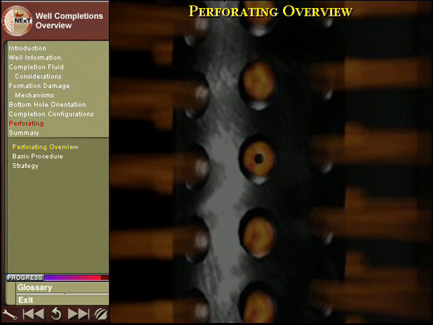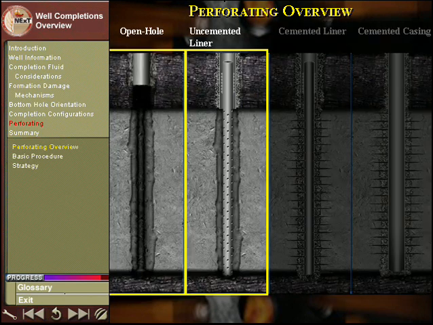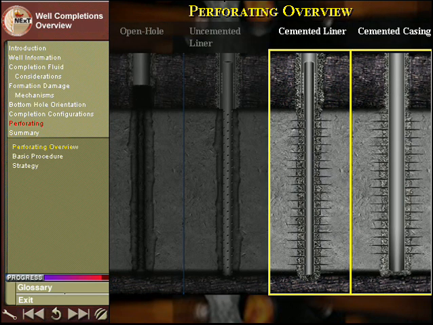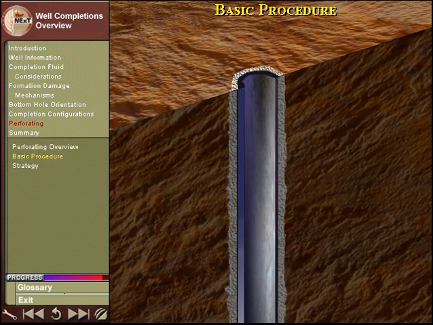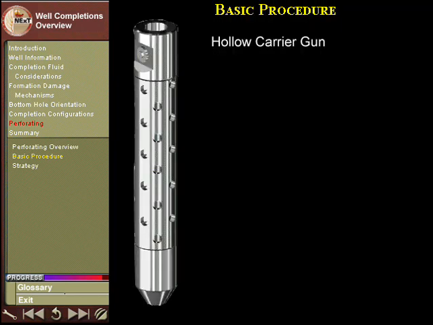We have just learned that there are several different completion types. With the exception of the cased and cemented, or cemented liner completion types, the borehole is in communication with the formation. Cemented casings and cemented liner completions, however, require a procedure to establish communication between the formation and the wellbore. This procedure is called perforating. In this view, we see a typical well completion prior to perforating. To allow formation fluids to enter the wellbore, the casing is perforated using a perforating gun.